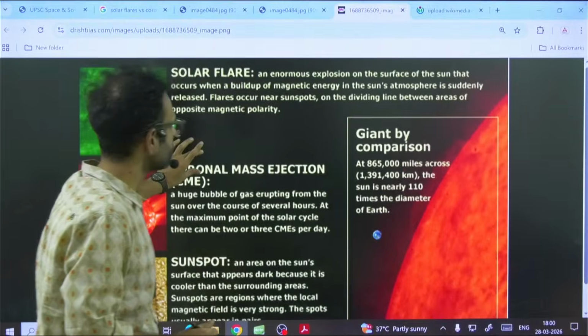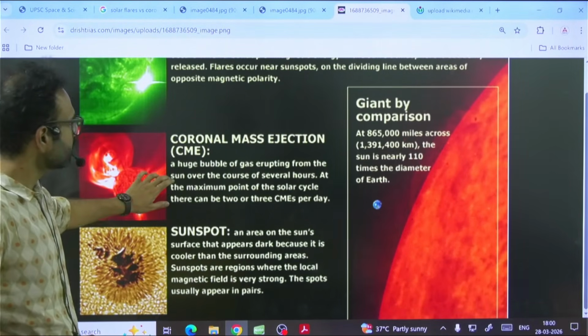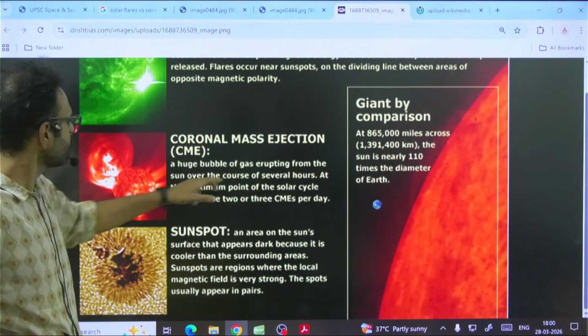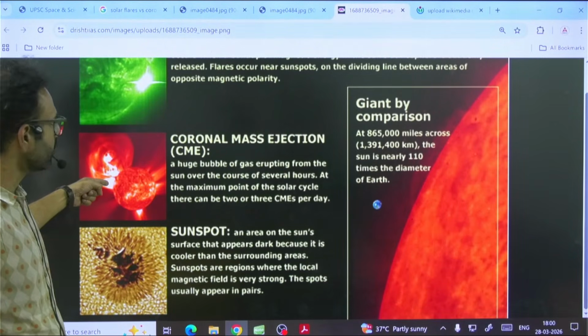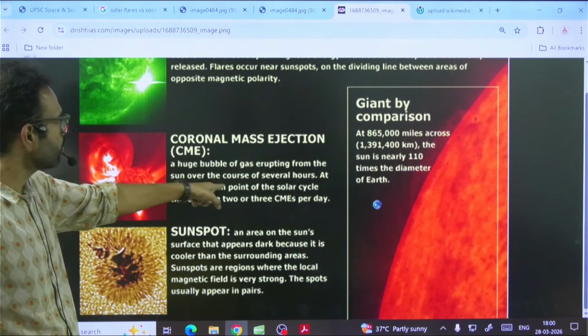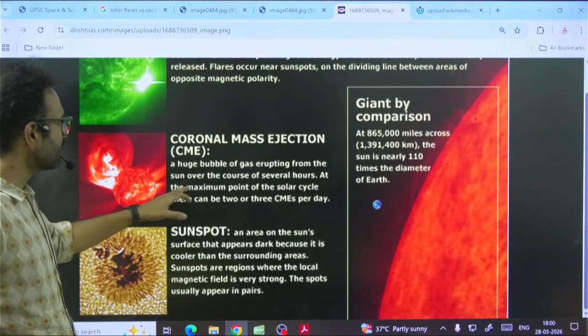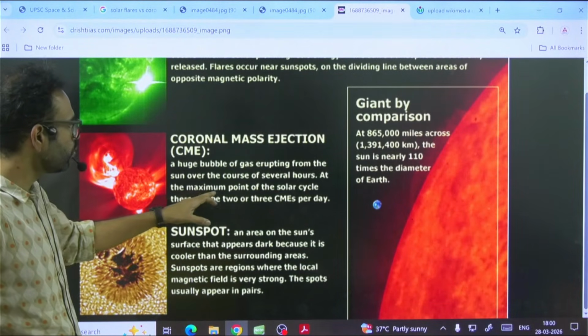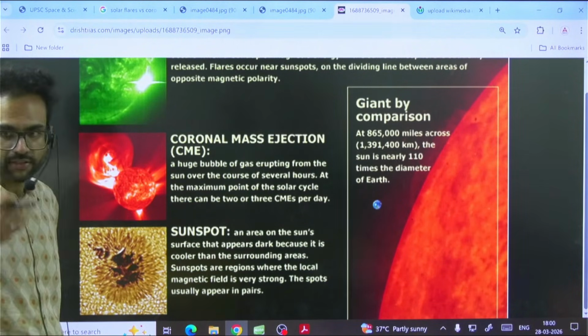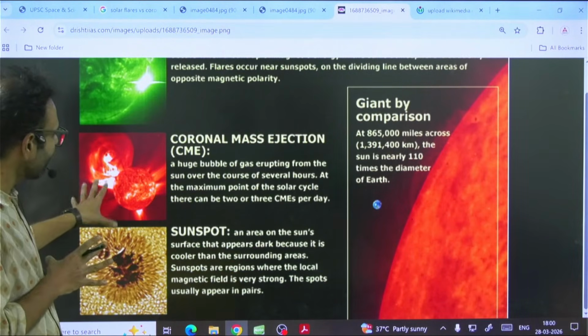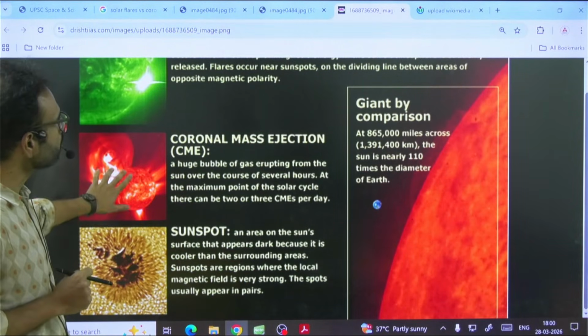Yes, take a look at this. Coronal mass ejection, a huge bubble of gas. Take a look at this image. Erupting from the sun over the course of several hours. At the maximum point of the solar cycle, there can be 2 or 3 coronal mass ejections. Look at the nature. It is sudden outbursts.